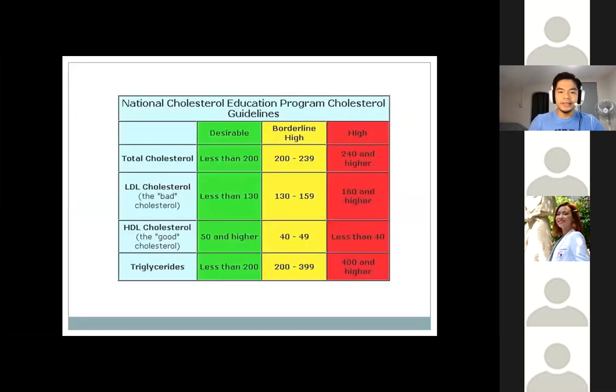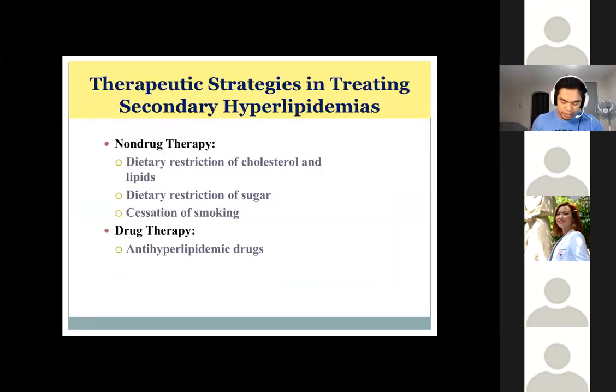Okay? And this table summarizes the normal values as well as the abnormal values sa mga lipid levels. So I will no longer focus here. Guys, wag niyo na masyadong kabisaduhin ito kasi may clinical pharmacy naman kayo that will explain or discuss this one.